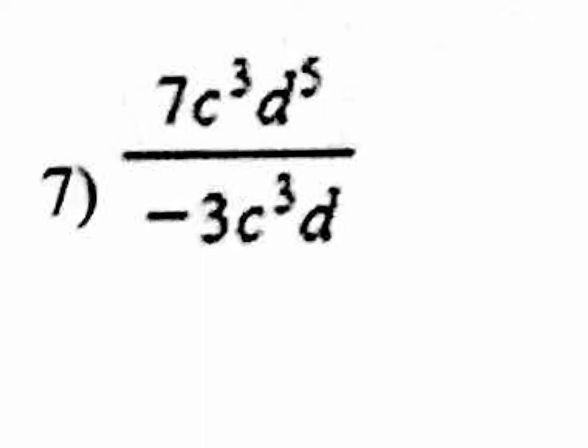If I take a look at the coefficient 7 over 3, could I reduce that? No. So I need to leave the 7 on top, leave the 3 on the bottom. But when I look at the variables, there are 3 c's up on top, and there are 3 c's on the bottom. So I could cancel all 3 of these with all 3 of these. So there are no more c's.